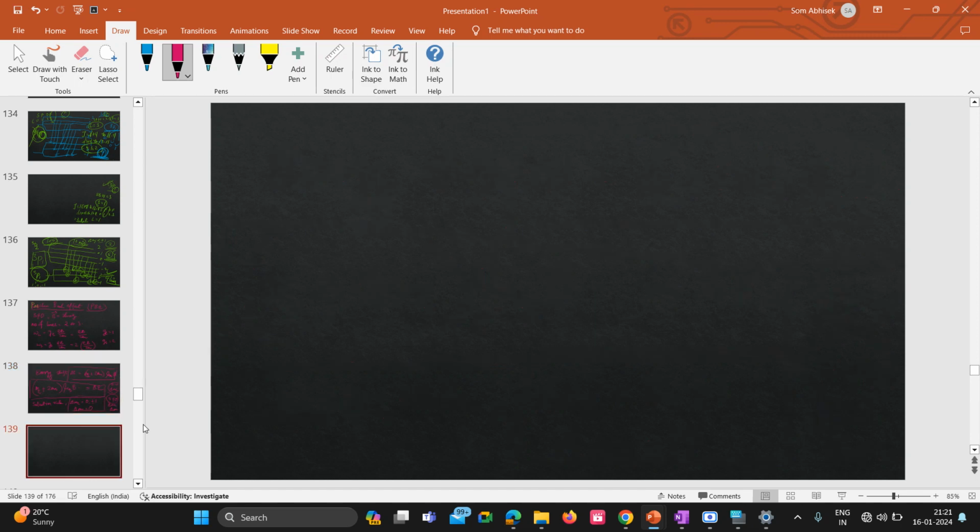Maximum Paschen-Back level, maximum PB level. What is the formula for it? It is (2S plus 1) whole into (2L plus 1).